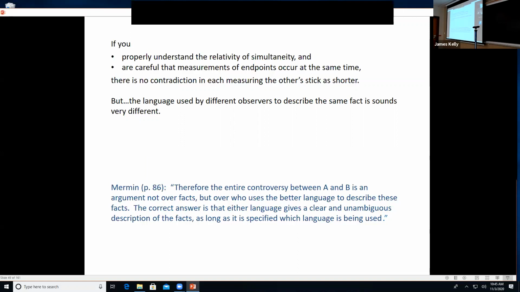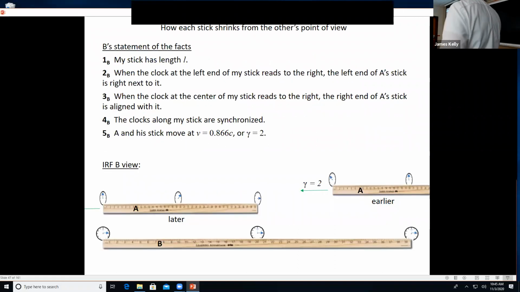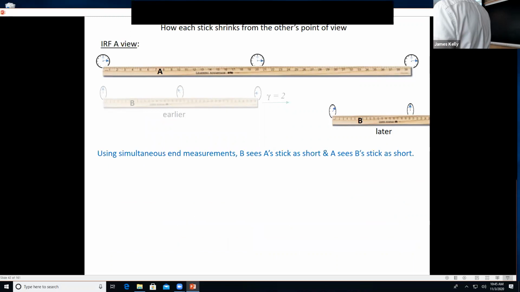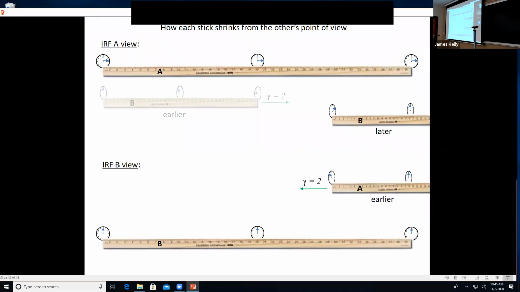The correct answer is that either language gives us a clear and unambiguous description of the facts as long as it is specified which language is being used. So back in this picture here, we never needed to consider the view from IRF B. We already understood how both of them could be seen just from the IRF A view. So as long as you understand whose point of view that is, you can explain how the other person would see it from their point of view, as long as you take all three of the effects into account.